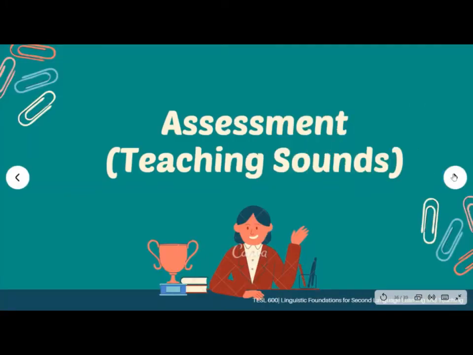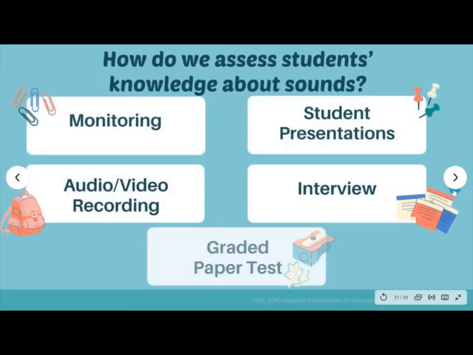Next one, how do we assess the teaching of sounds? When we teach sounds, we can use monitoring so that we can see if they understand it. We have student presentations, audio and video recordings, interviews, and graded paper tests.